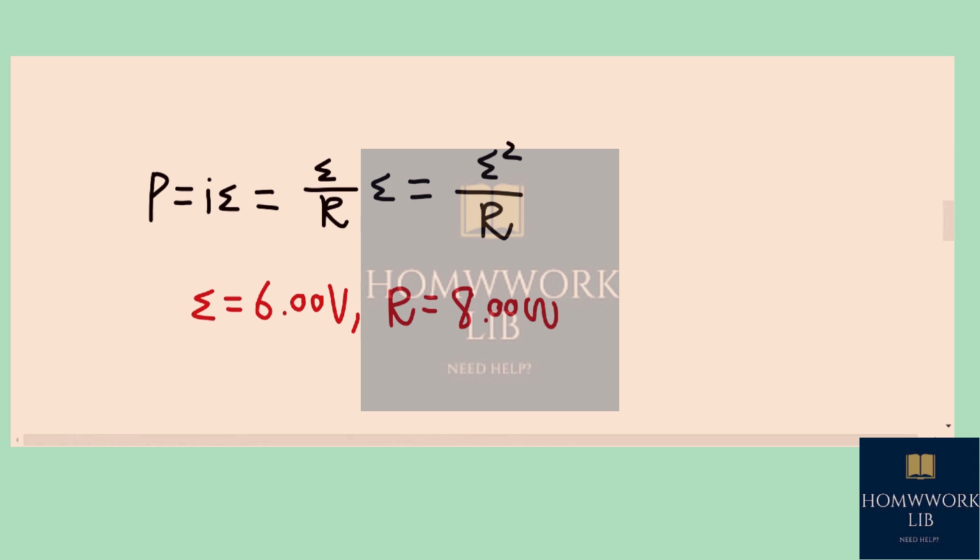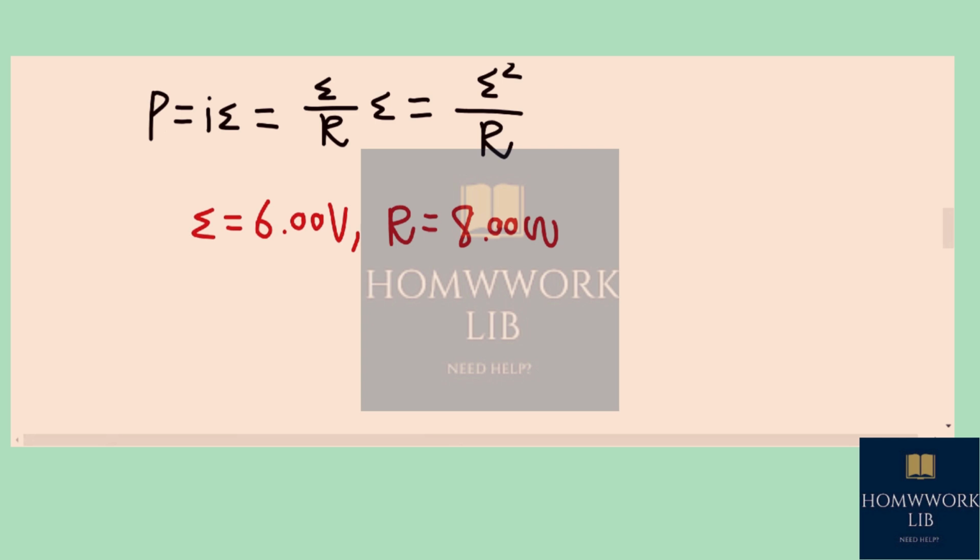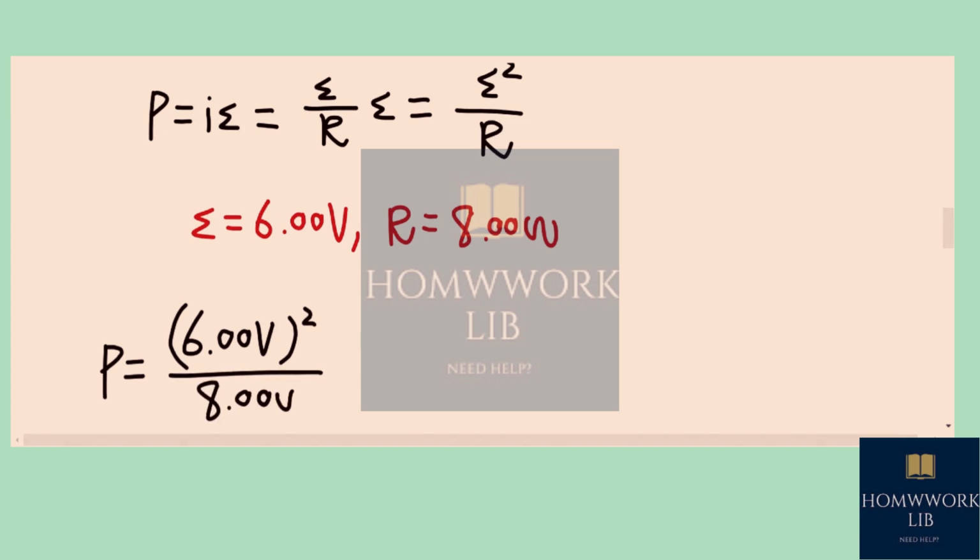So now let's determine the power supplied by the battery, which is equal to current times EMF. And this can also be represented as EMF over R times EMF. So we eventually have P is equal to EMF squared over R. So we know the value for EMF and the value for resistance. If we plug back into the equation, we'll have the power supplied by the battery is equal to 6 volts to the power 2 over 4 ohms, and this is equal to 4.50 watts as well. And these are the answers for this question.